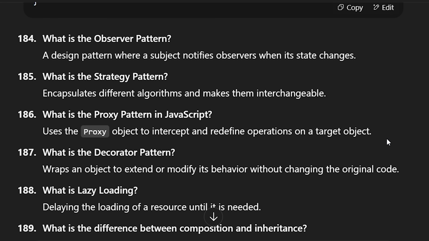184. What is the observer pattern? A design pattern where a subject notifies observers when its state changes. 185. What is the strategy pattern? Encapsulates different algorithms and makes them interchangeable.